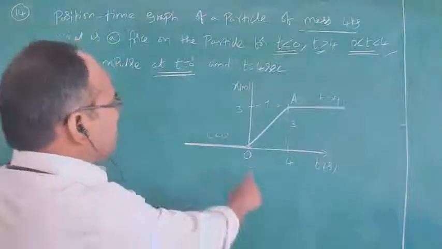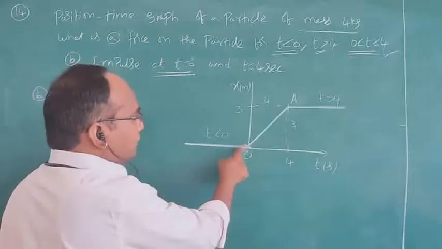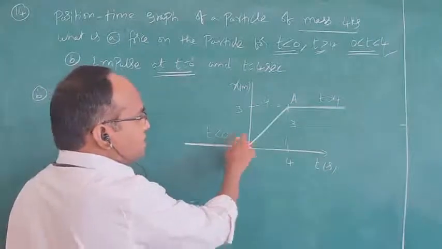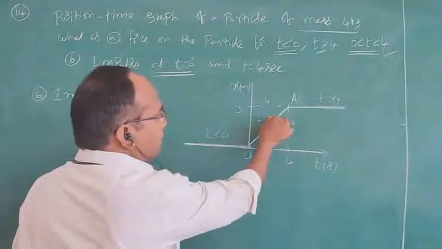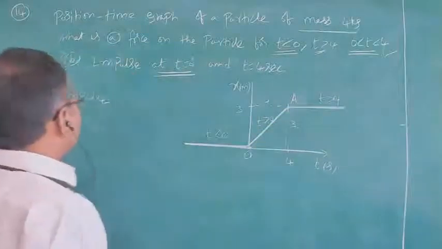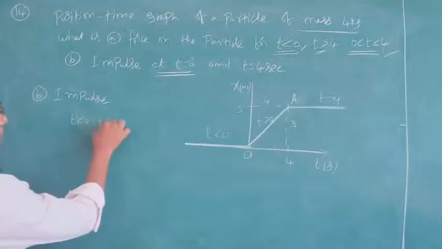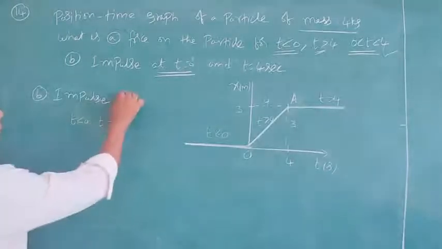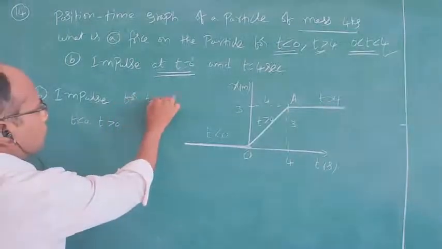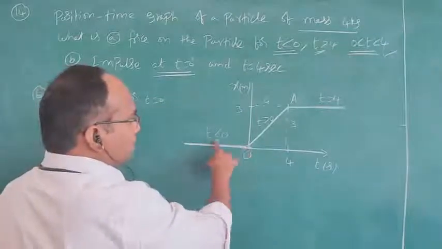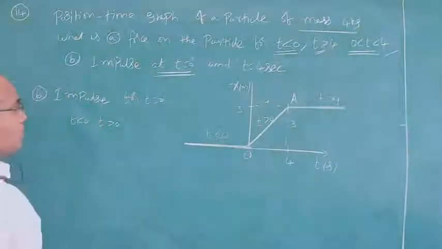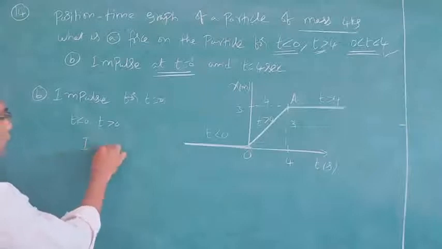Impulse at t is equal to 0. This is t is equal to 0. For this one, t is less than 0 and t is greater than 0. So we are talking about t is equal to 0. So here, impulse, what is the formula?